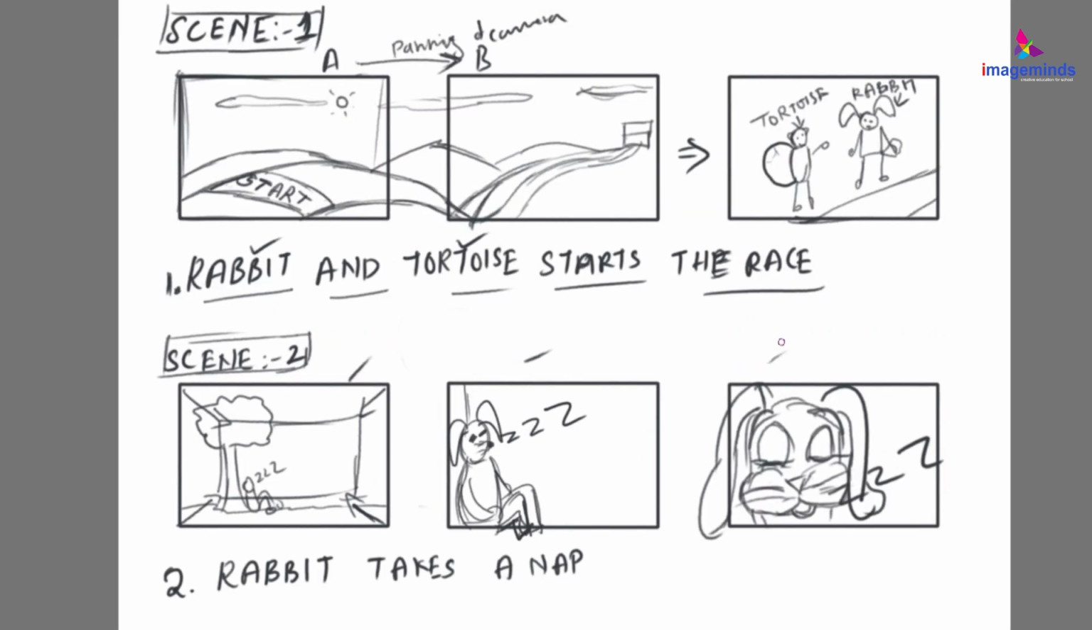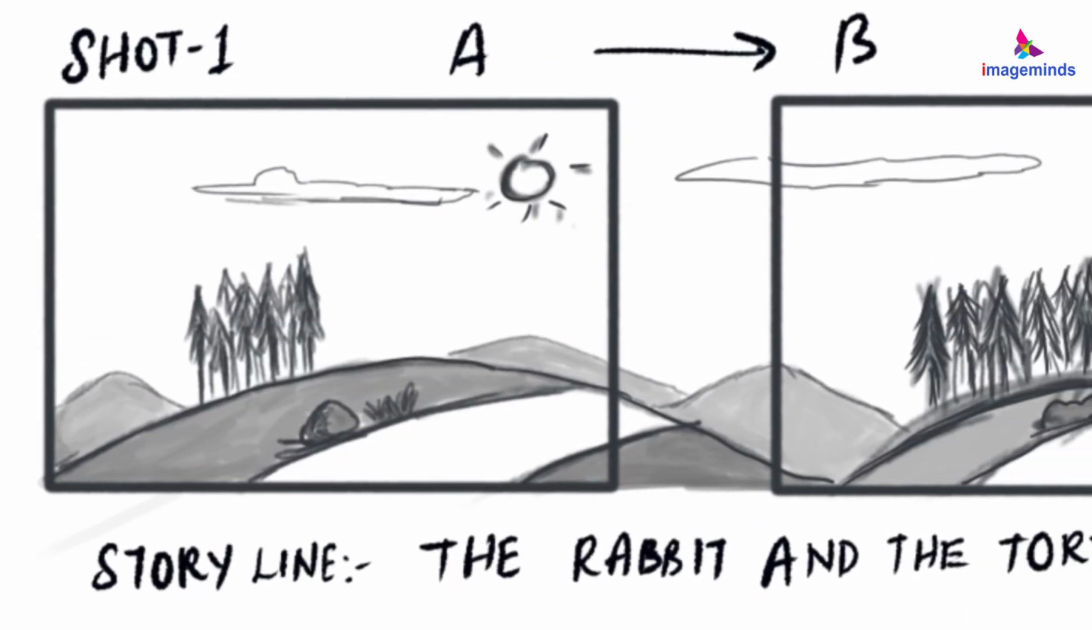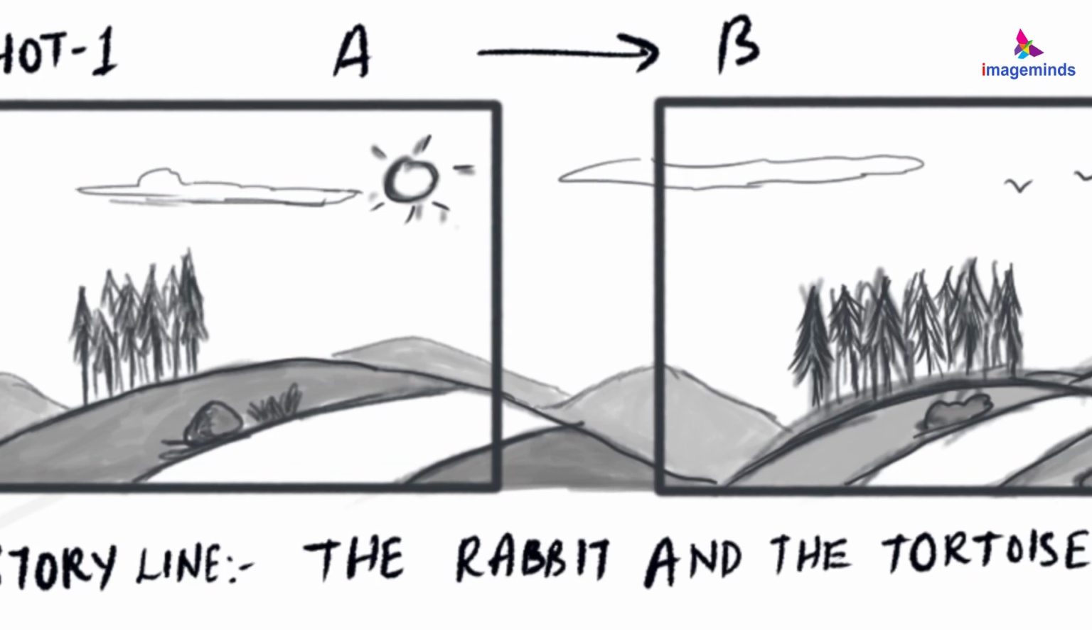These are different shots. Shot 1, shot 2, and shot 3. And this whole thing is shot 1. This thing is shot 2. I will give you a detailed explanation of the shots in the next video. So this is how you make a storyboard of the story that you have.